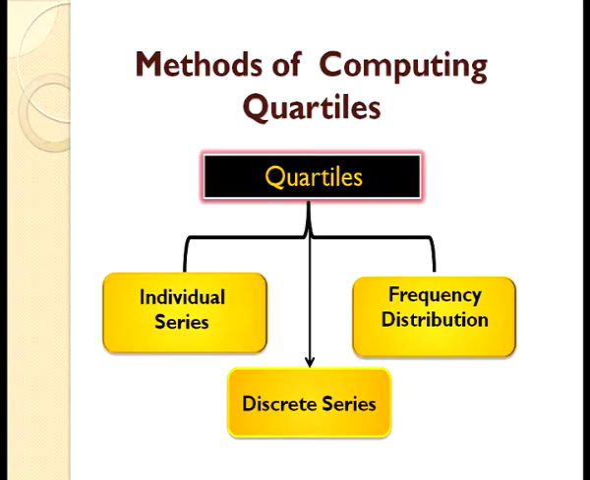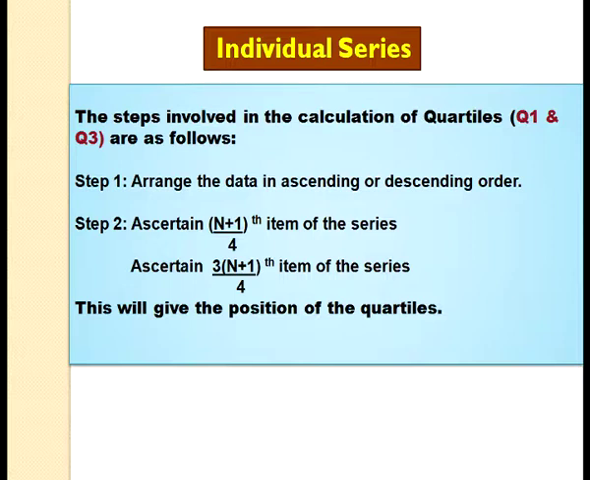Let us see what are the methods by which we can compute quartiles. So, basically quartiles can be calculated in 3 different series: for individual series, for discrete series, and for frequency distribution also. Let us discuss individual series. Now, when we have to compute quartiles in case of individual series, what are the steps? Step 1 is that I need to arrange the data in ascending or descending order.